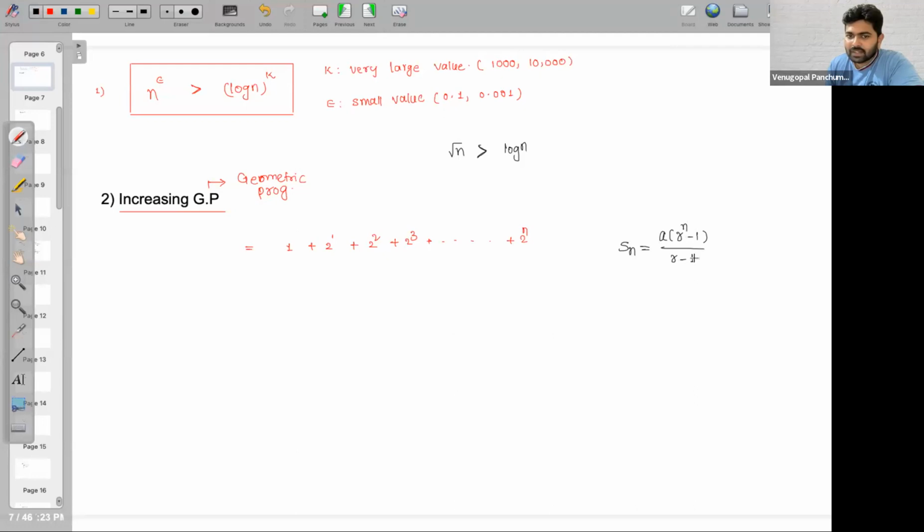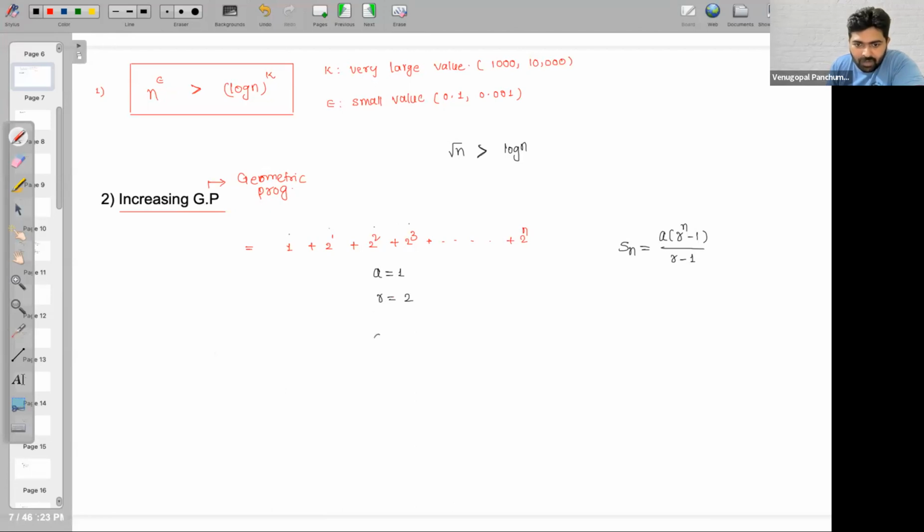Sum of the n terms in the GP. Now here, how many terms are there? N plus 1 terms are there, right? Here, if you see, first term, second term, third term, fourth term, and so on, n plus 1. So here, a is equal to 1, first term. What about r value? T2 by T1, 2 by 1. So which is 2.